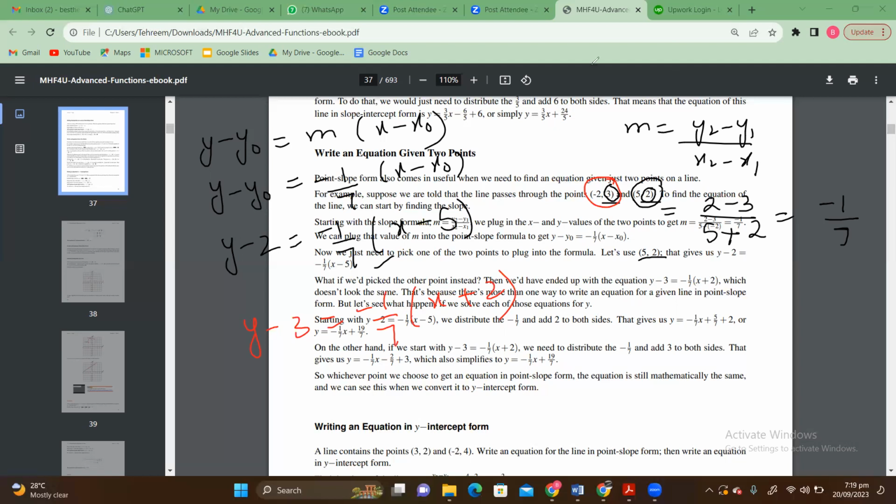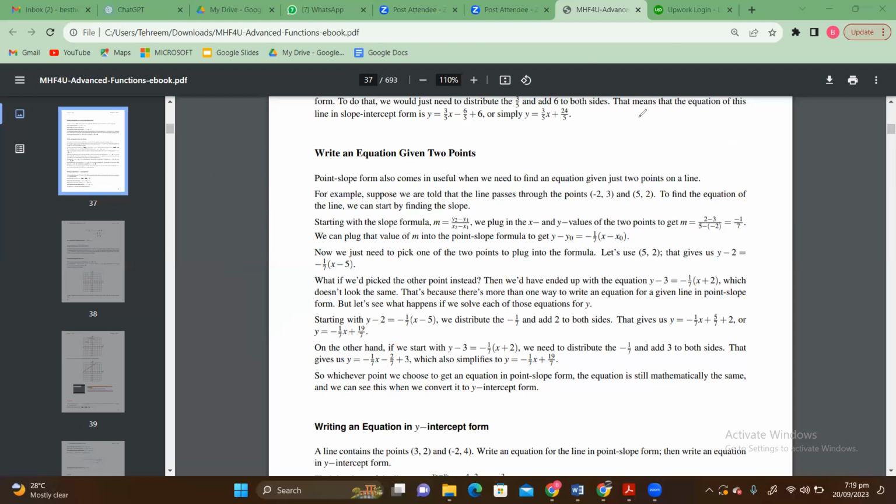Now I'm just clearing it and doing it again. We have two points, so we get two lines. One was y minus 3 equals -1/7 times (x plus 2). The other was y minus 2 equals -1/7 times (x minus 5). If we solve it, y equals -1/7 x plus 5/7 plus 2, which is y equals -1/7 x plus 19/7.